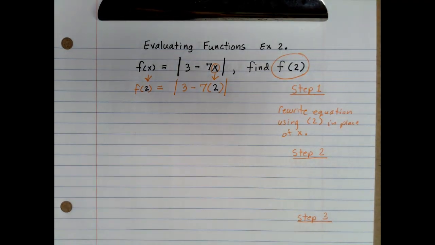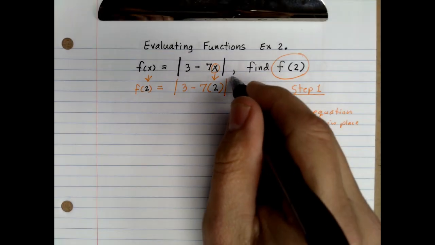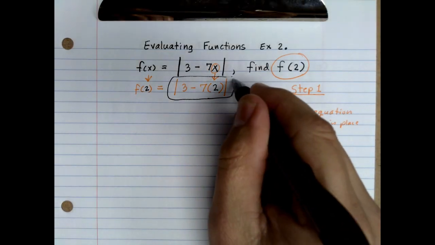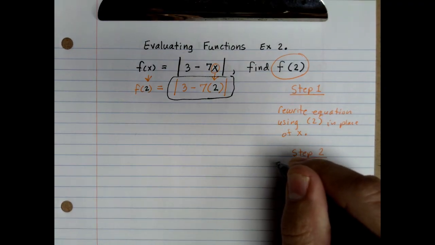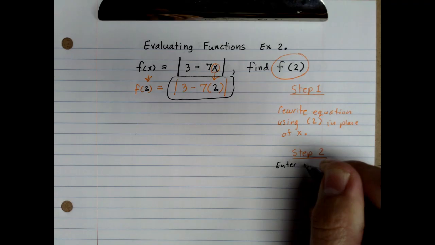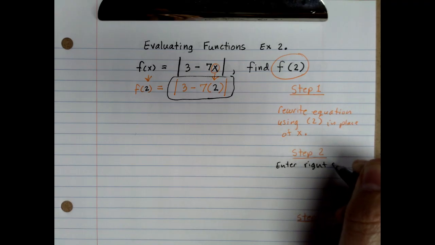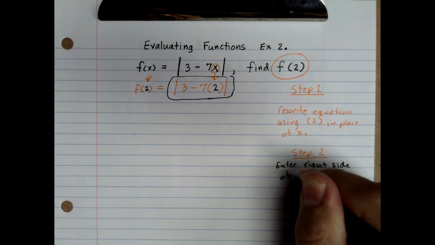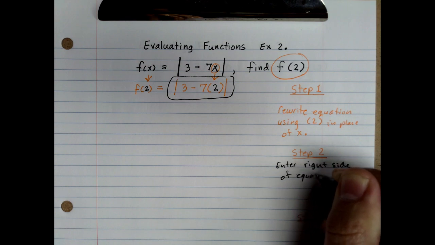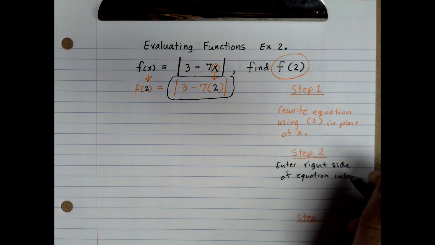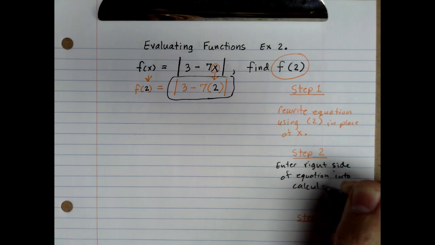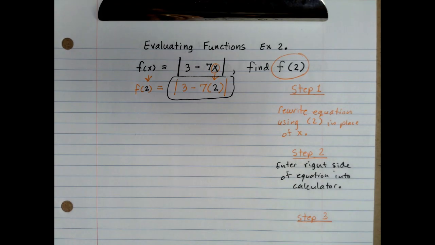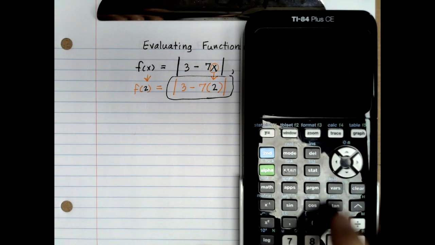Our next step is we want to take this that's on the right side, so I'm going to box it real quick, and we want to put this inside of the calculator. So I'm going to write: enter right side of equation into calculator and hit enter. So I'm going to get my calculator, bring it right up here.